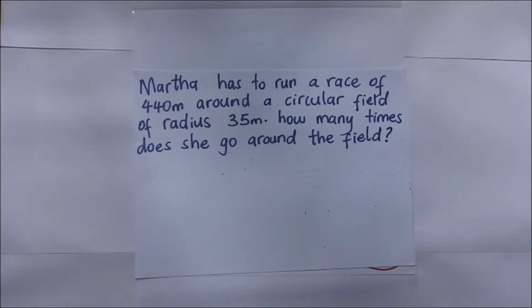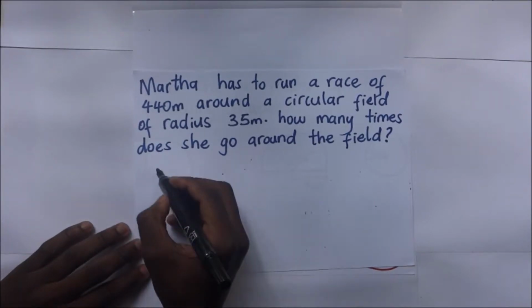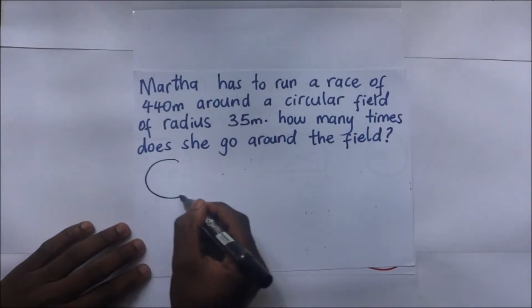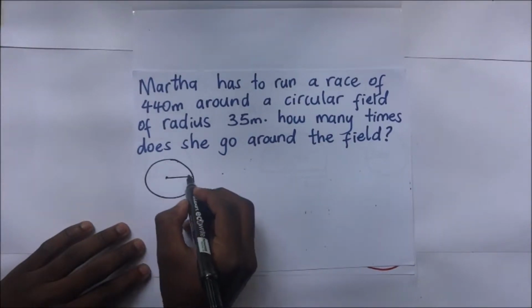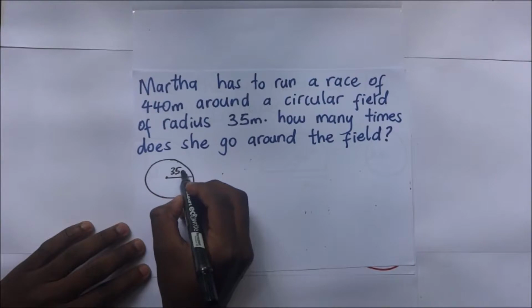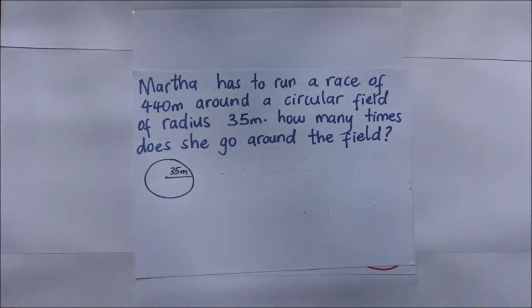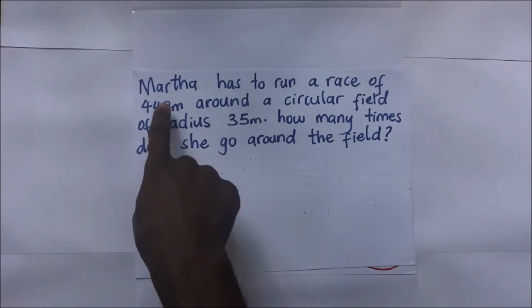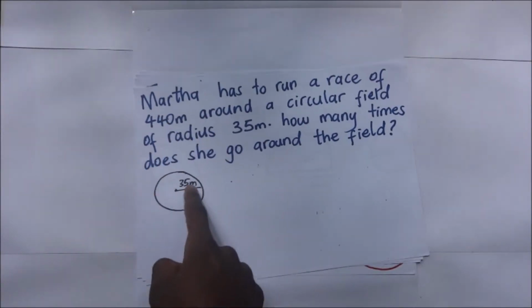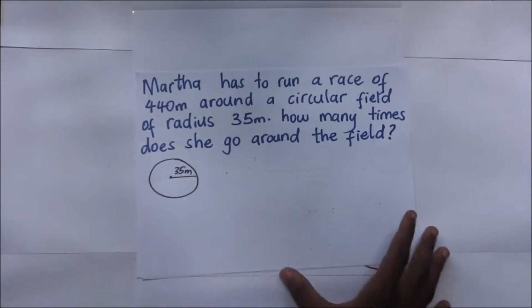Next question. Martha has to run a race of 440 meters around a circular field of radius 35 meters. So this is the circular field, and it is having a radius of 35 meters. Martha has to run around this field. How many times does she go around the field? So she's running this distance, but around this field, but we do not know how many times she runs around it.